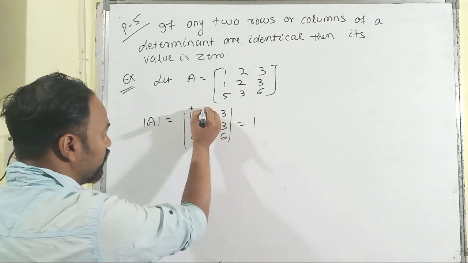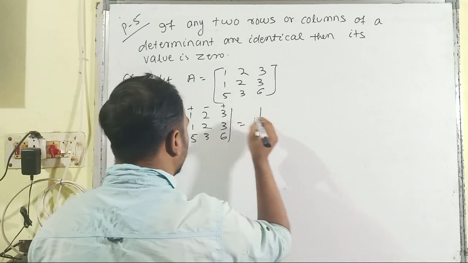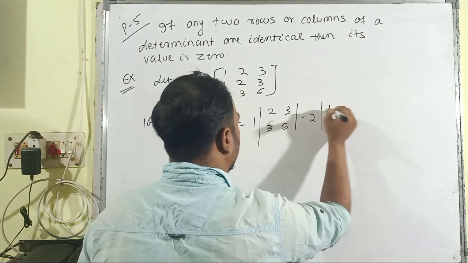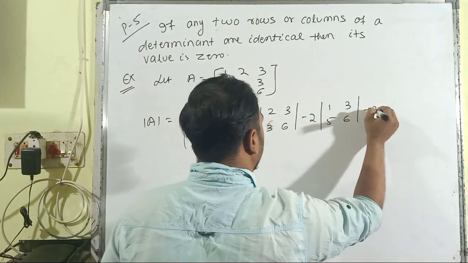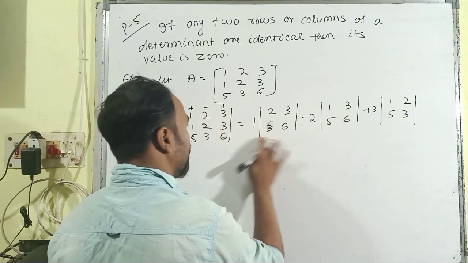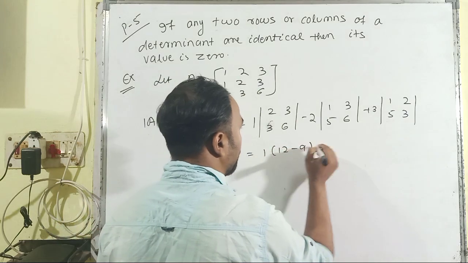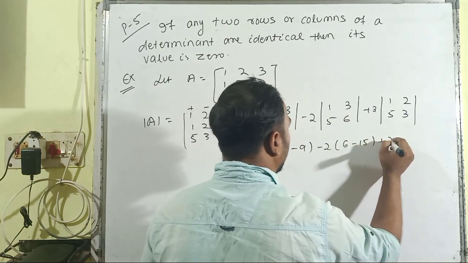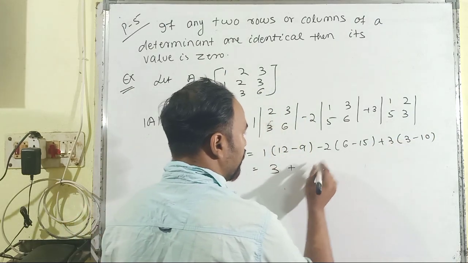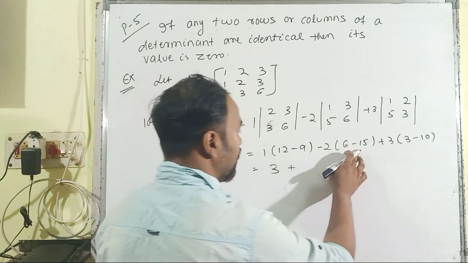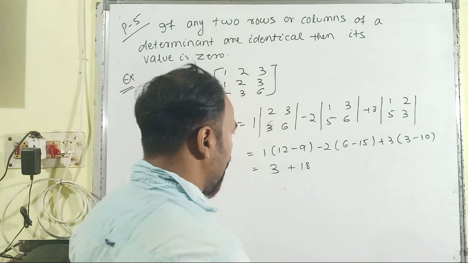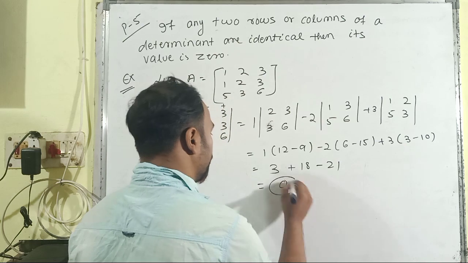Expanding along the first row, the signs are positive, negative, positive. 1 multiplied with the determinant of 2, 3, 3, 6, minus 2 multiplied with the determinant of 1, 3, 5, 6, then plus 3 multiplied with the determinant of 1, 2, 5, 3. Here it is 1 into (12 minus 9), minus 2 into (6 minus 15), plus 3 into (3 minus 10). That is 3 plus 18 minus 21, and here it is equal to 0.